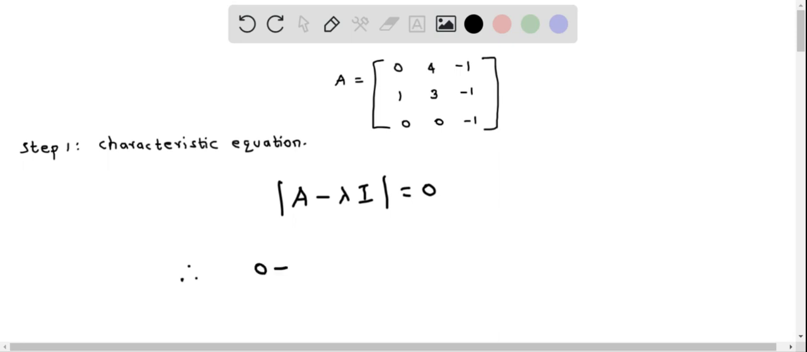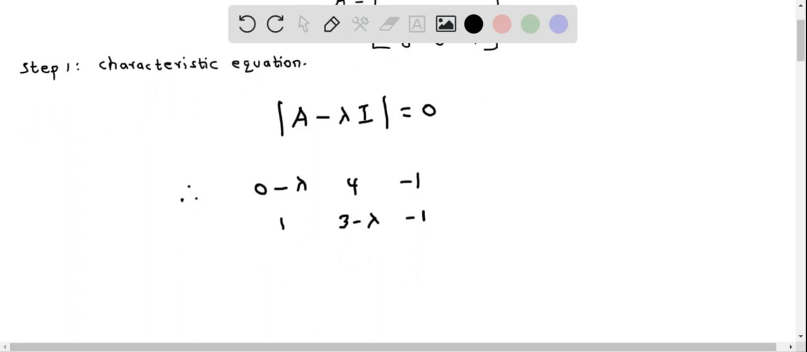So the first row becomes 0 minus lambda, 4, negative 1, and 1. The next diagonal element is 3, so I subtract lambda from 3, and then negative 1. And finally, in the fourth row, we have the diagonal element negative 1, so we subtract lambda from this one: negative 1, negative lambda. And we have to determine its determinant, and this determinant equals 0.